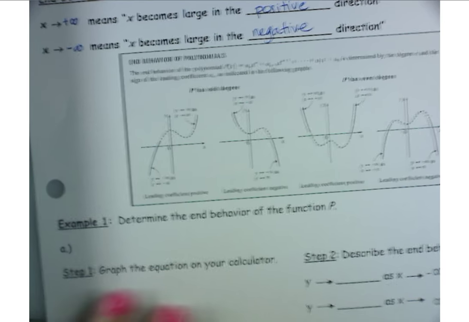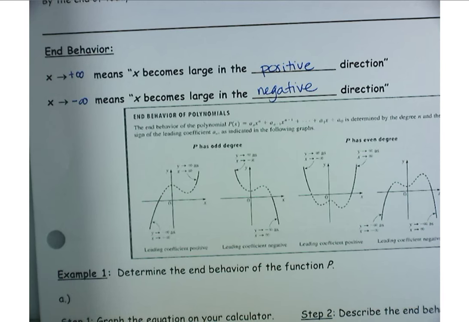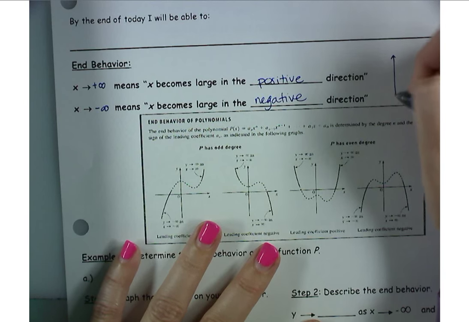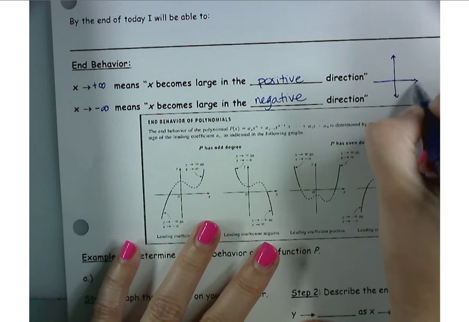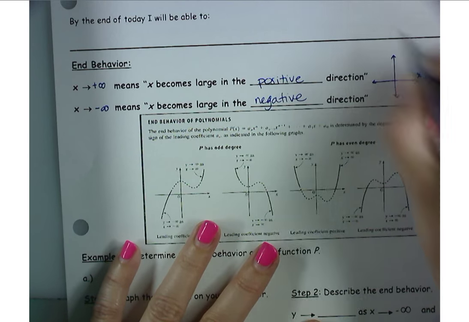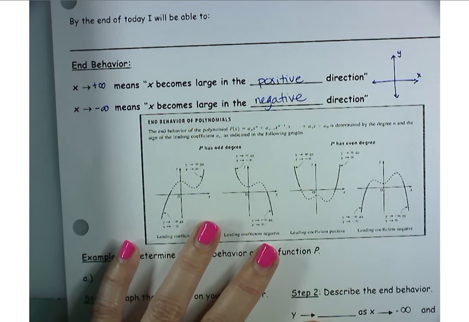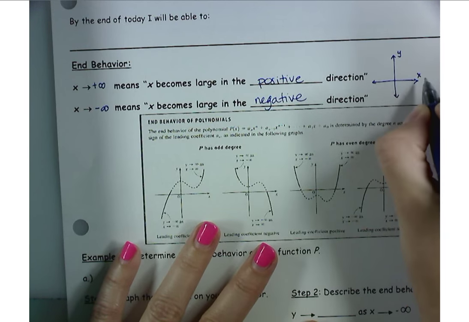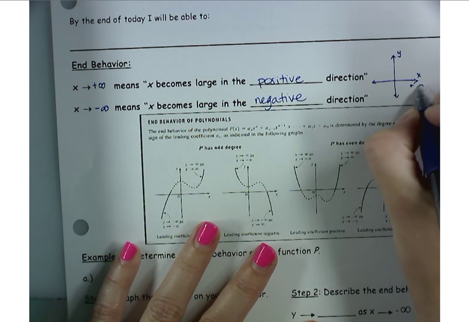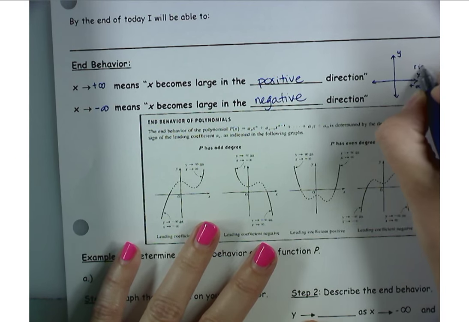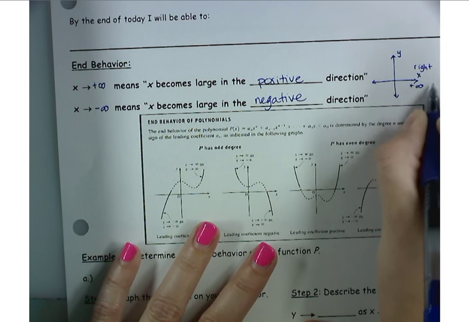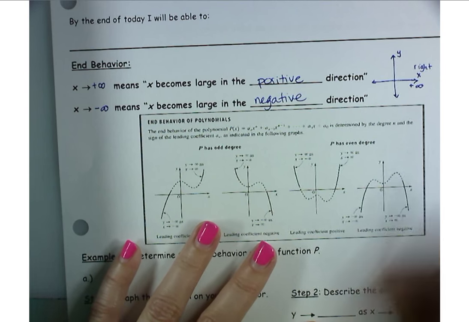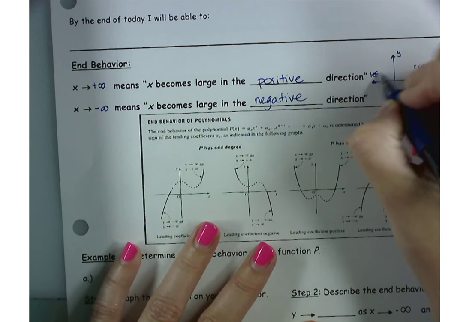I really want you to think of this as your grid, right? So when you have your grid, this is your X, this would be your Y or your output. And then on the right side, this is where X goes to positive infinity, correct? If it kept increasing, it would be going to positive infinity. If it was on the left, it would be going to negative infinity.